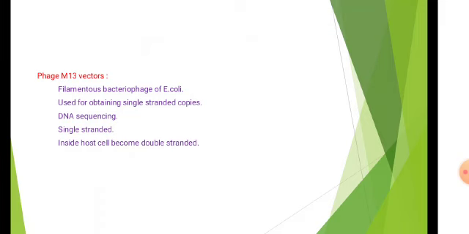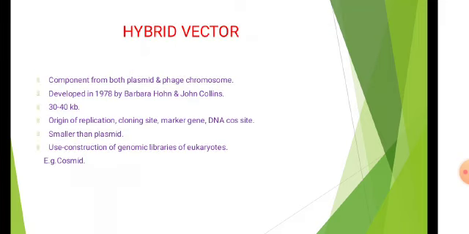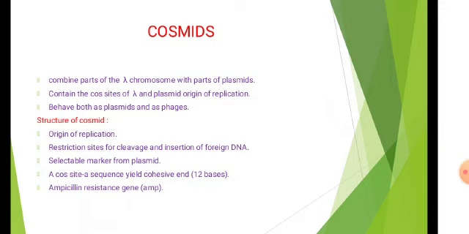Another one is the hybrid vector. Hybrid, we know, means hybridization, where both species are joined together. Here, both plasmid and phage chromosomes are combined together. It has important uses in genomic libraries. Among these hybrids, the important ones are cosmids.